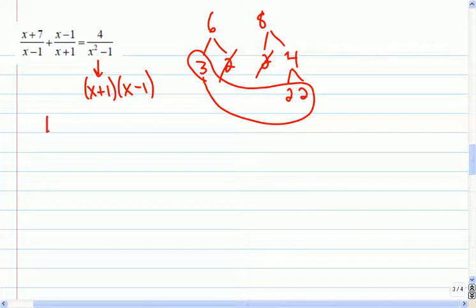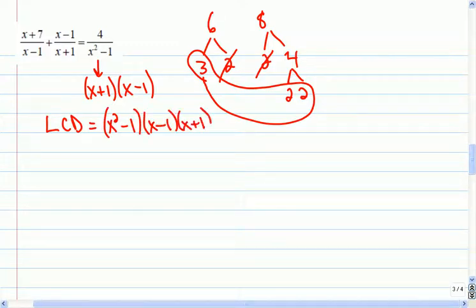Because if you had done this and said LCD equals x squared minus 1 times x minus 1 times x plus 1, that's going to be an enormously complicated equation, right? Somewhere out of this, there's going to be an x to the 4, and we haven't really talked about how to solve those. So that tells you you've missed something or you're not on the right track if that happens to you. Okay, so for this example, this is the LCD that we're going to use.